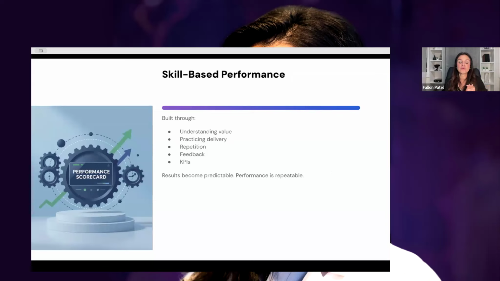We always want to shift to skill-based performance. This is built through everybody understanding the value and practicing the delivery. So everyone is role playing and practicing. You have repetition. You have feedback, where somebody is giving someone feedback on how they can improve. And of course, you need to have KPIs, key performance indicators, or goals.